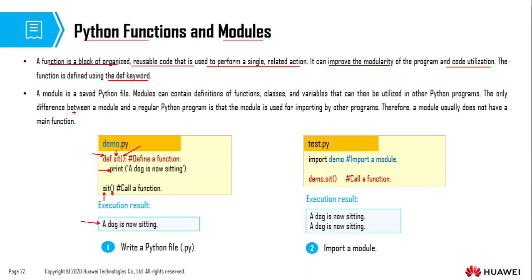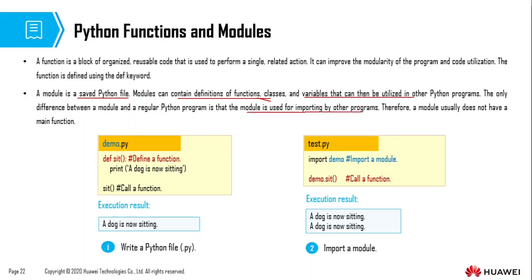Now, what is a module? A module is a saved Python file. A module can contain definitions of functions, classes, and variables that can be utilized in other programs. The only difference between a module and a regular Python program is that it is used for importing by other programs. So that means that a module will not have what we call the main function.